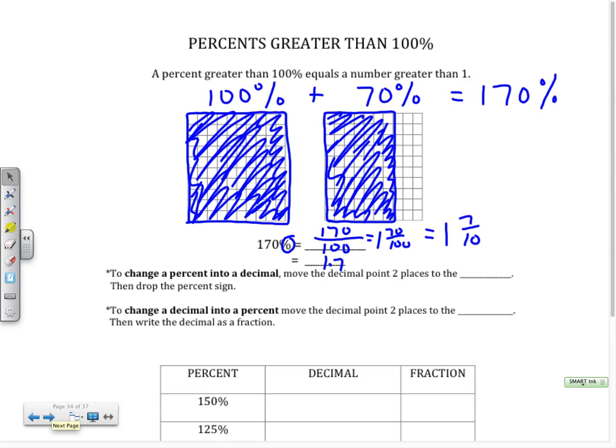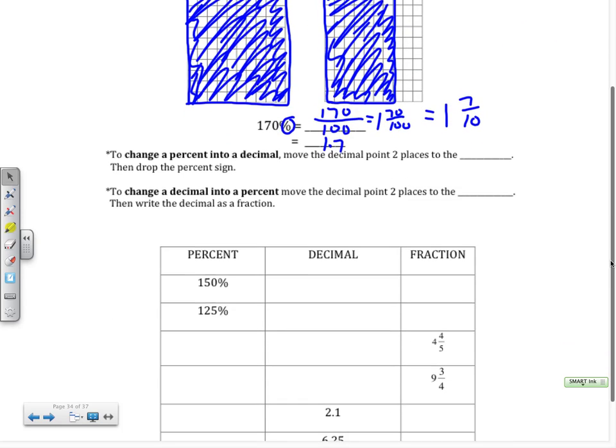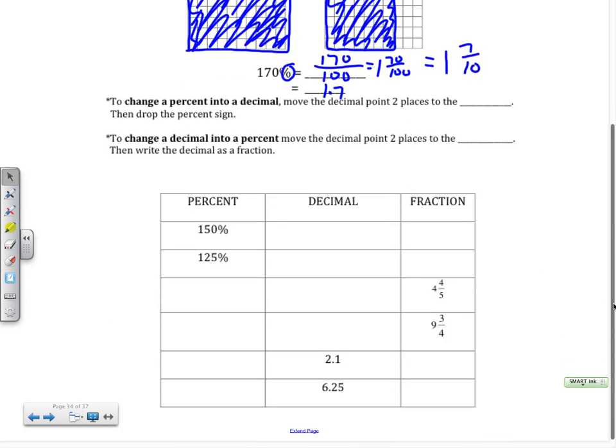So let's take a look at our shortcut here on how to do this. To change a percent into a decimal, move the decimal point 2 places to the left, and then drop the percent sign. So if you could see a decimal, it would be right here. 150% means you move the decimal over 2 times to the left, and it becomes 1.5. As a fraction, that would be 1 and 5 tenths. And when I simplify, I get 1.5.